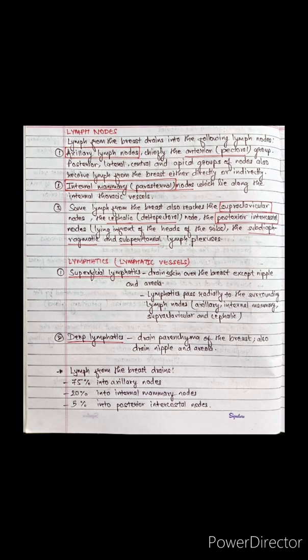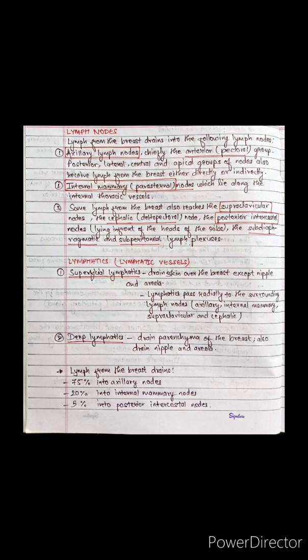Number 3, some lymph from the breast also reaches the supraclavicular nodes, the cephalic or deltopectoral node, the posterior intercostal nodes lying in front of the heads of the ribs, the subdiaphragmatic and subperitoneal lymph plexuses.